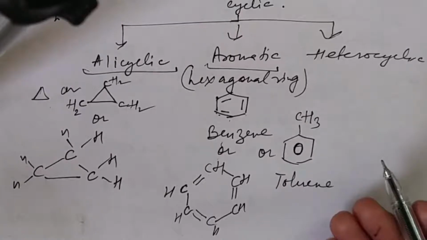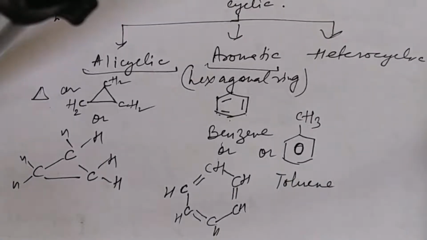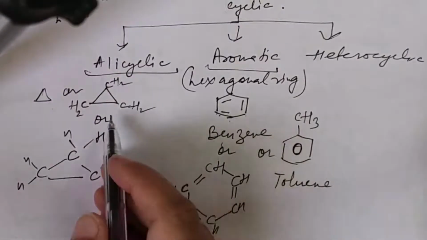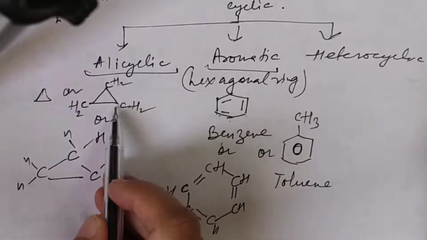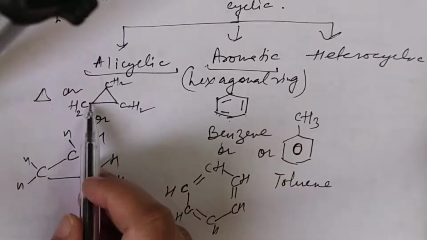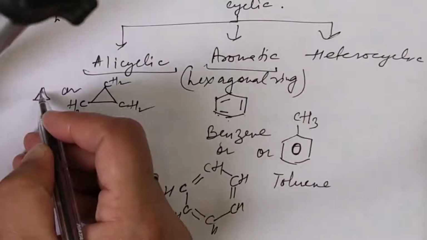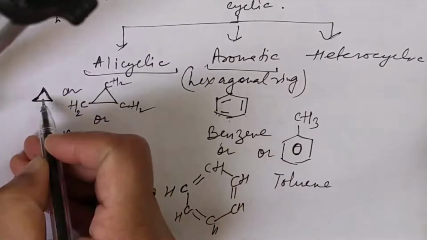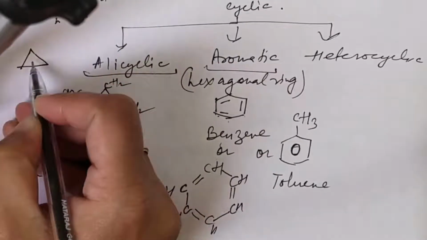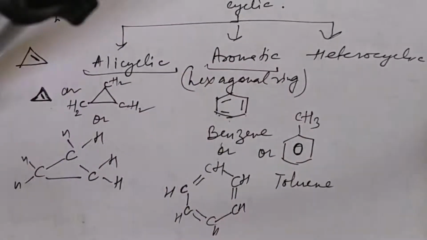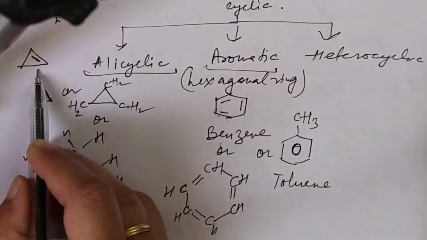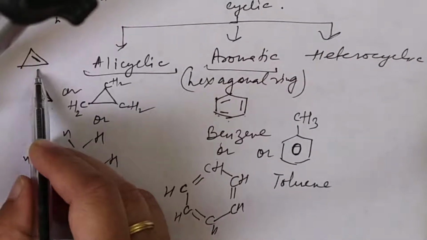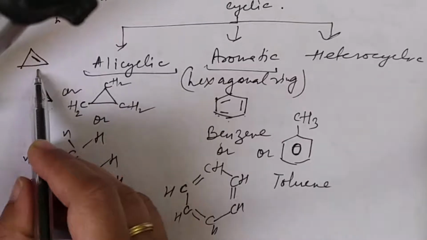Okay, in alicyclic or cyclic compounds, there can be unsaturation also. Like this is a saturated alicyclic compound in which all the bonds formed are single covalent bonds. Suppose in this structure there is a double bond. So this will be the condensed formula for the cyclopropene molecule, a cyclic compound which is unsaturated.